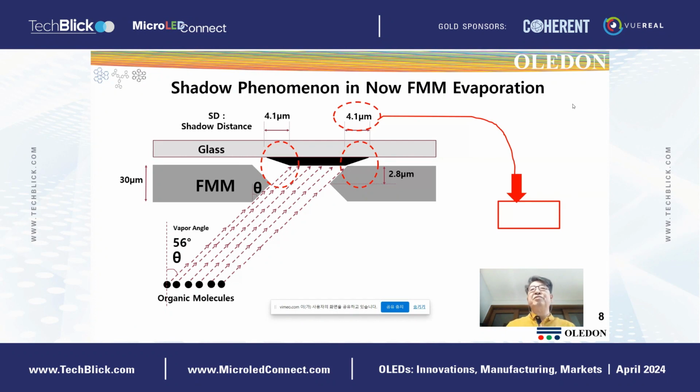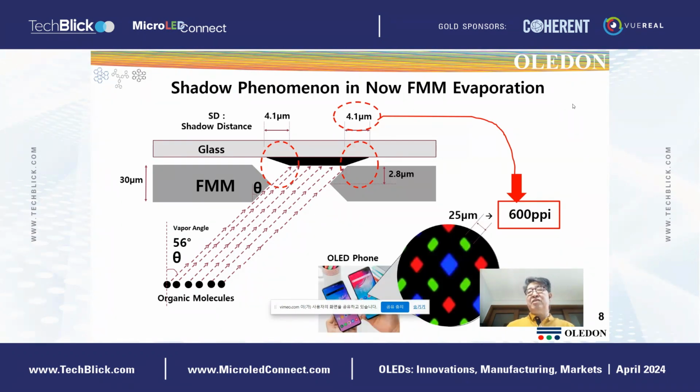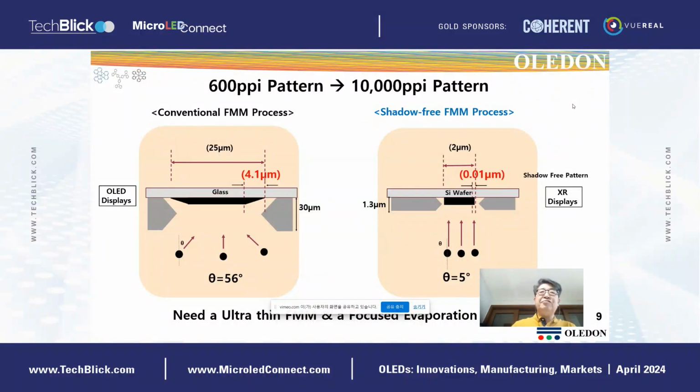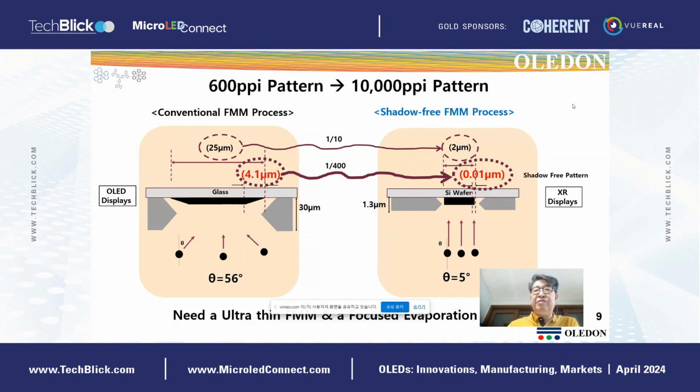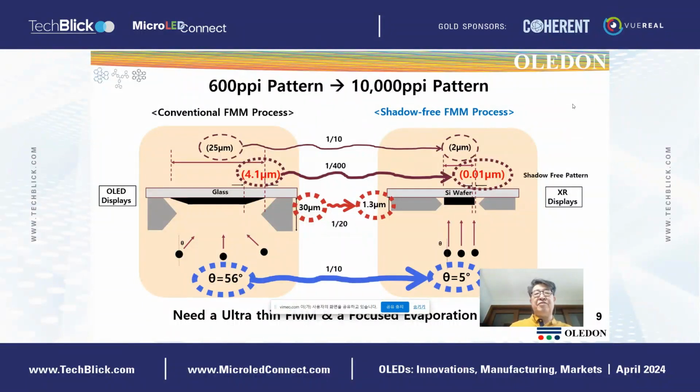So the 4.1 micrometer of distance is going to give only 600 ppi on the smartphone OLED display we have now. So in order to go from 600 to 10,000 ppi, the 25 micrometer pattern size will go down to 2 micrometers or less. The 4.1 micrometer shadow distance will go down to 0.1 as shadow free. The FMM thickness is going to be 1.3 micrometer, and then the vapor angle should go down to 5 degrees from 56 degrees.